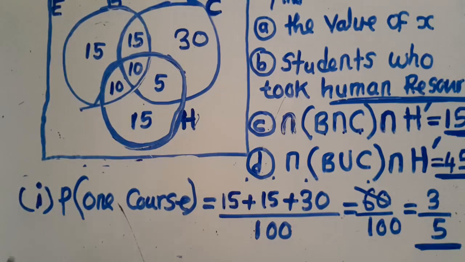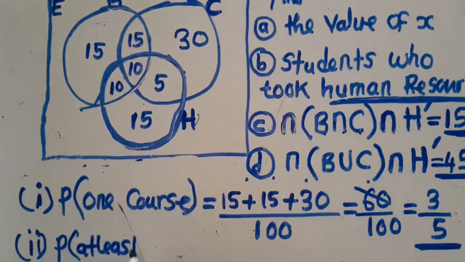Then the other question is saying, find the probability of students who took at least 2 courses. So at least 2. Those that took at least 2 courses. The probability of those that took at least 2 courses. So how many are they? Those that were taking at least, you know what the word at least means.